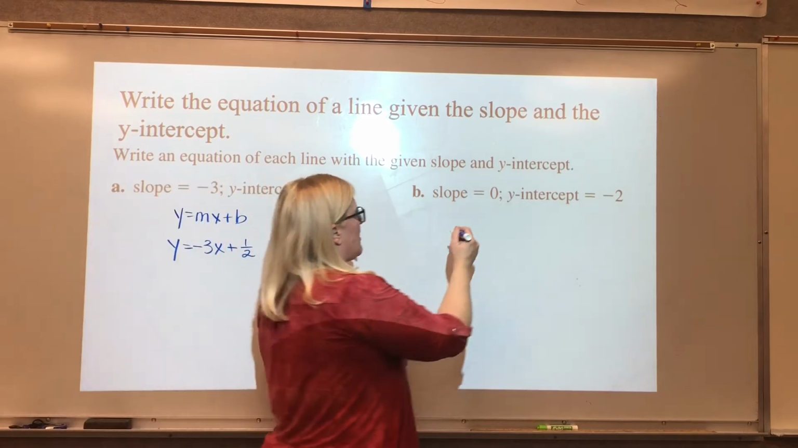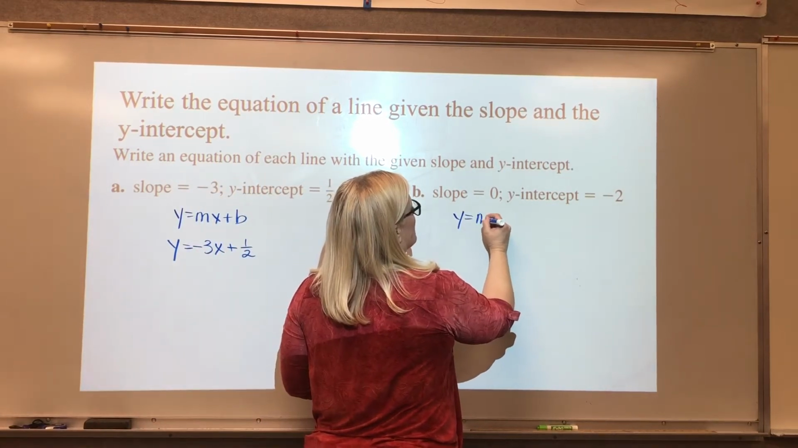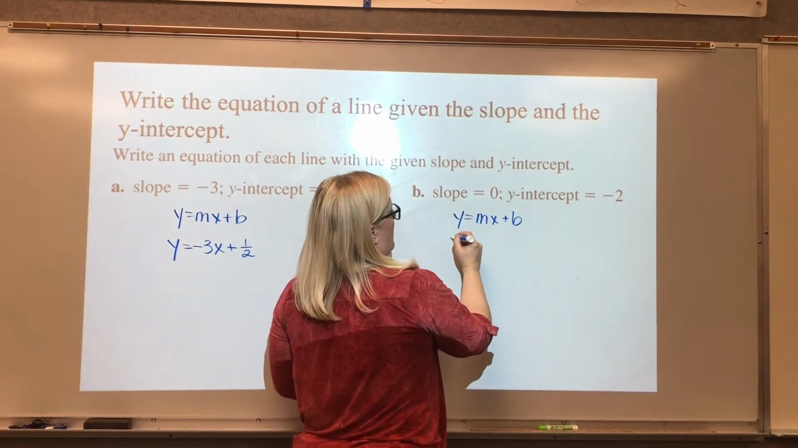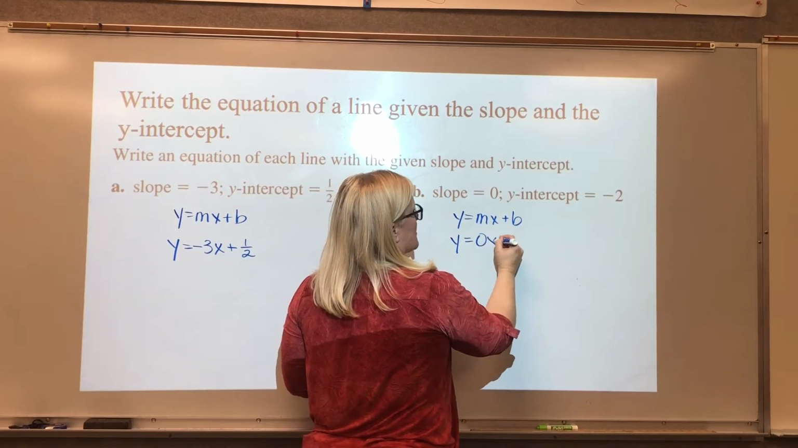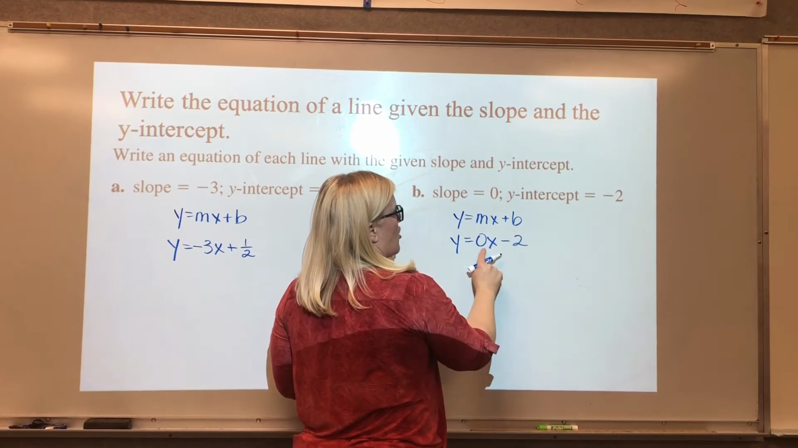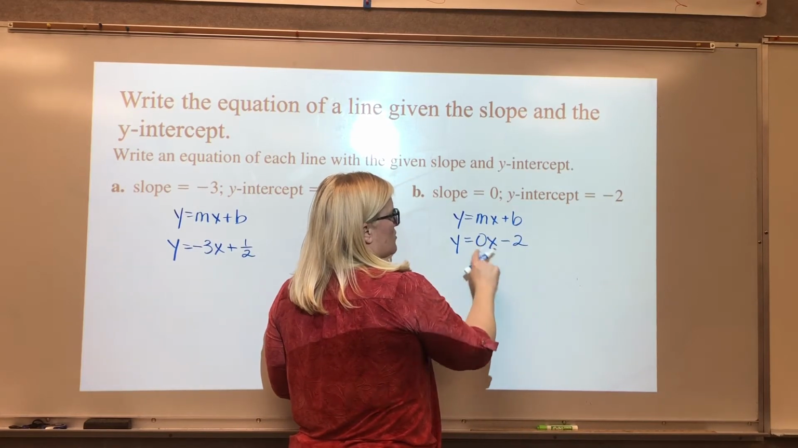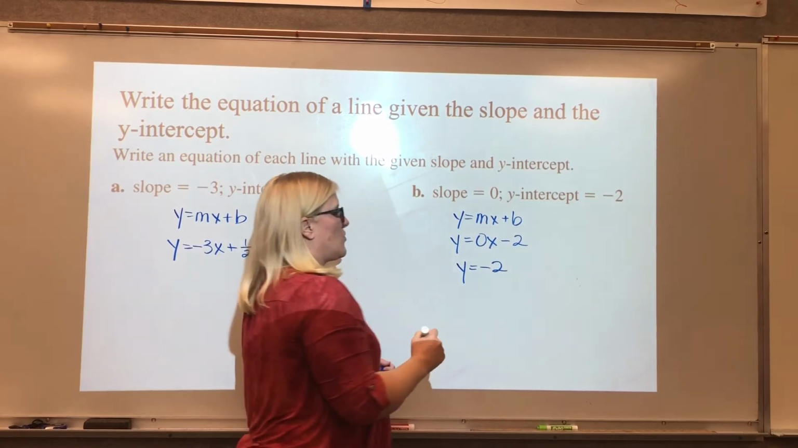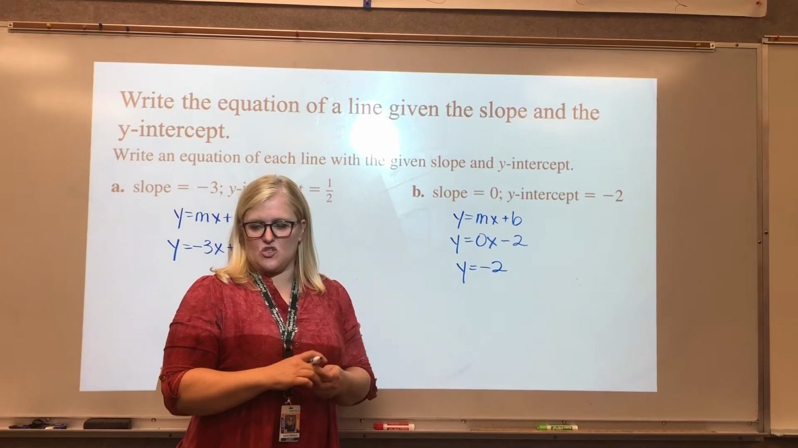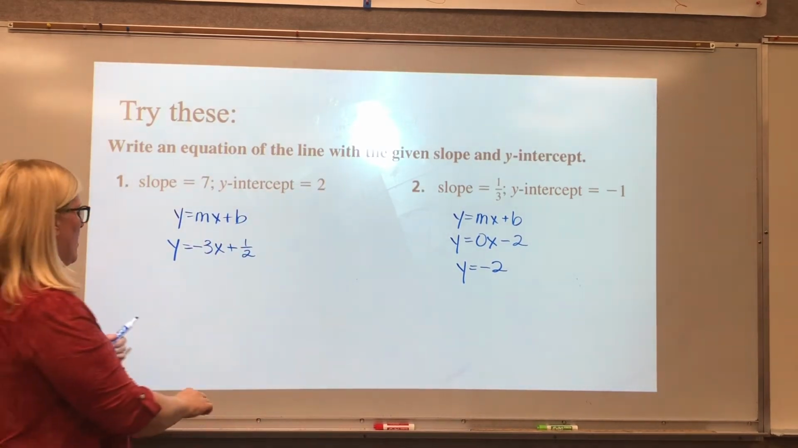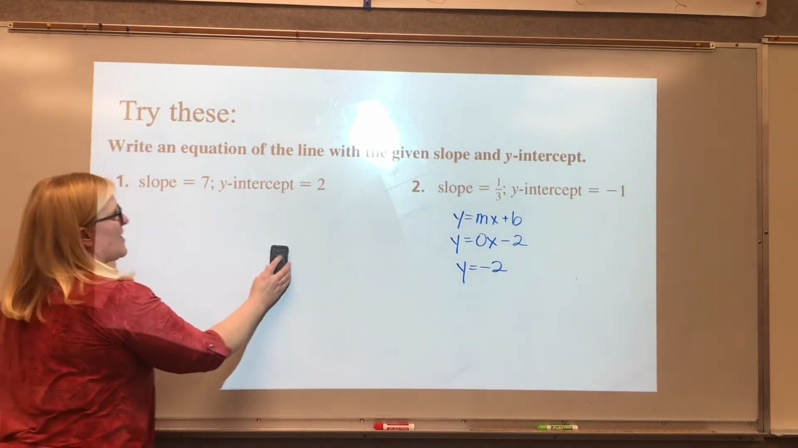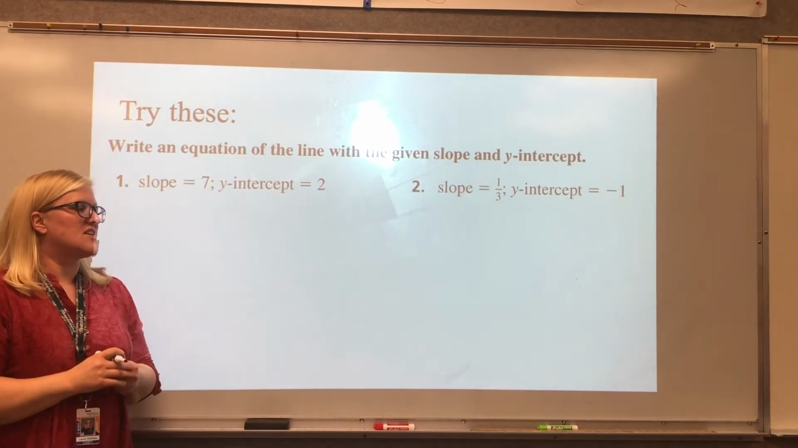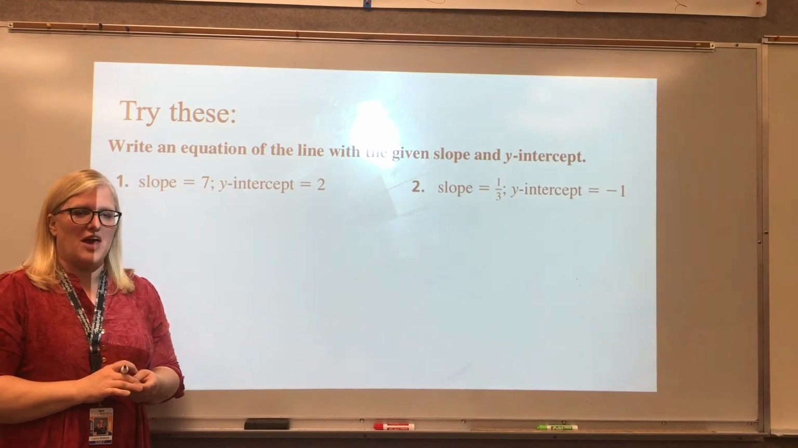Okay, so over here, I have y equals mx plus b again, if you need to write that there for reference. We have y equals 0x minus 2, my slope, my y-intercept. And I don't need this, because it's just going to be 0. So we have y equals negative 2. All right, so I want you to take a minute to try these. It shouldn't take you very long, but go ahead and pause your video now.